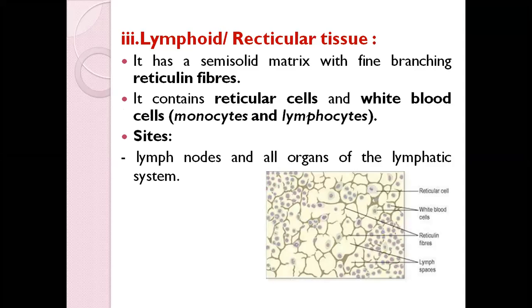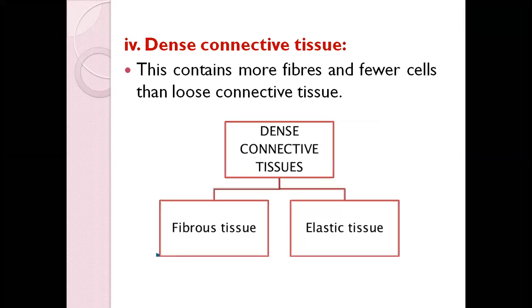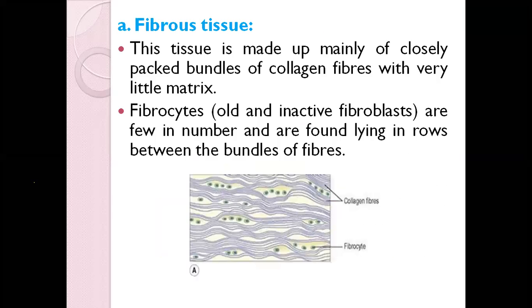Then the fourth one, which we have discussed just now, is your dense connective tissue. Dense connective tissue has few cells and contains more fibers. It can be collagen fibers, which help mainly in wound healing, or elastic fibers, which really help in elasticity. Again, the fibrous tissue, this is the diagram, and the cell mostly found here is a fibroblast.